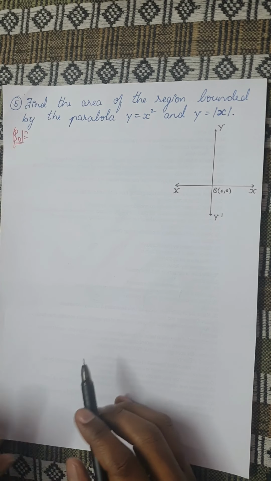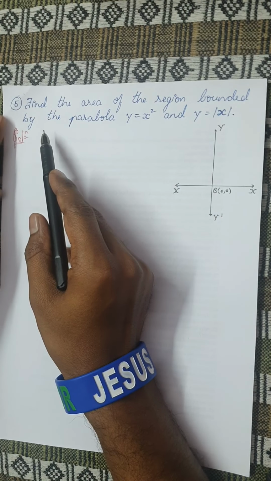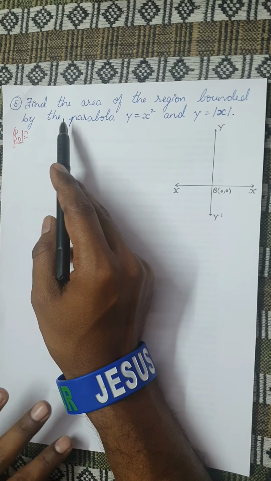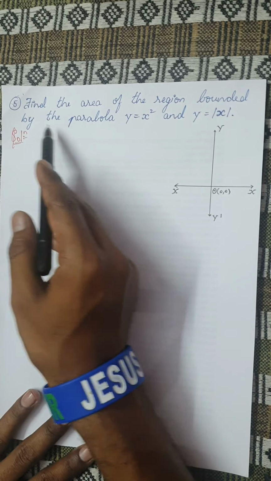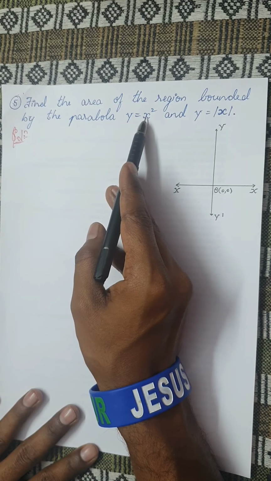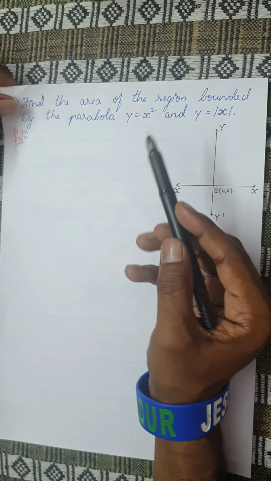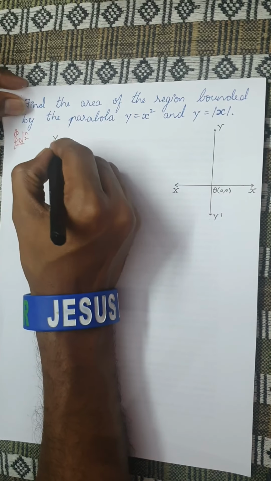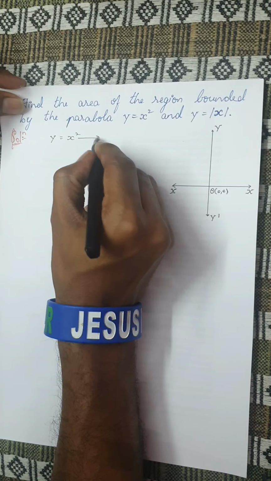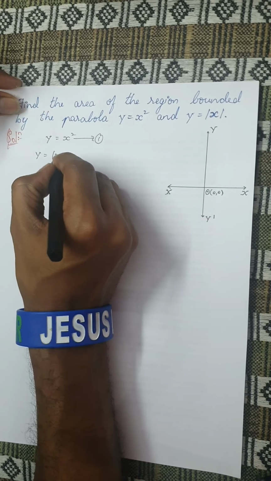Dear students, let us consider one last question for the session, and this is also the last question which is under the probable list of 5 marker questions from this chapter. Okay, particularly for the reduced syllabus. Now, find the area of the region bounded by the parabola y is equal to x square and y is equal to mod x. Remember, you have 2 curves here. One is y is equal to x square. Okay, you can take it as equation 1. The other one is actually y is nothing but mod x.